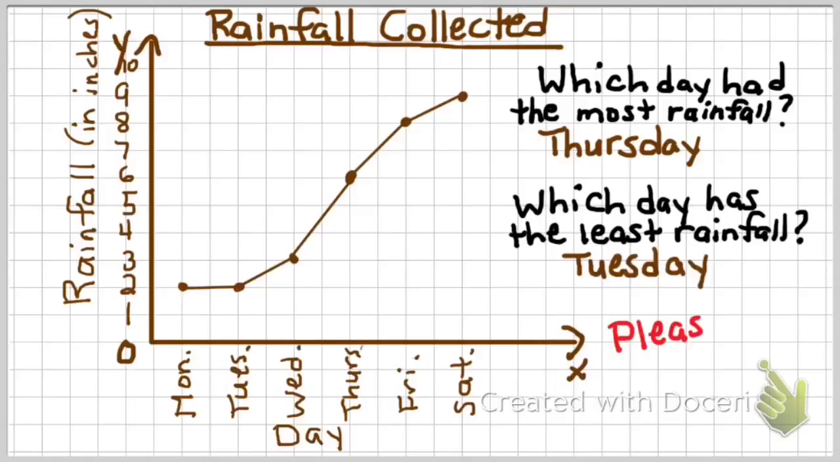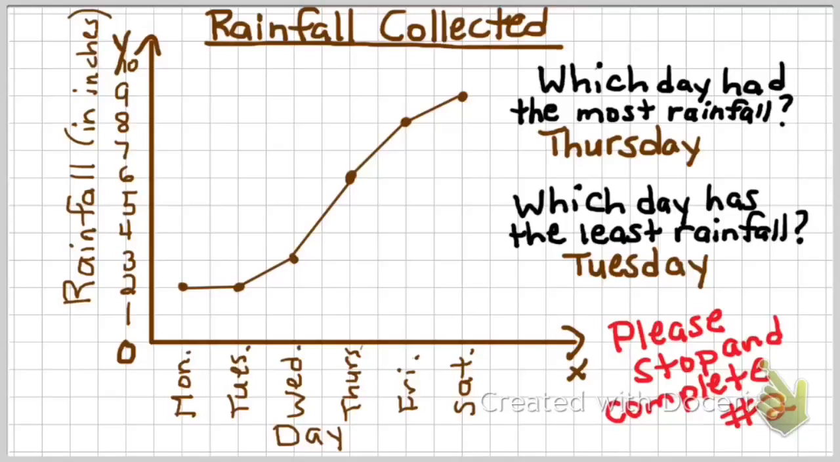So please stop the video and complete worksheet number 2 right now. Again, just like we said with number 1, a line graph has lots of information, lots of steps that you need to follow. So you should go back and complete it step by step as I completed mine using this video. Good luck with example number 2.